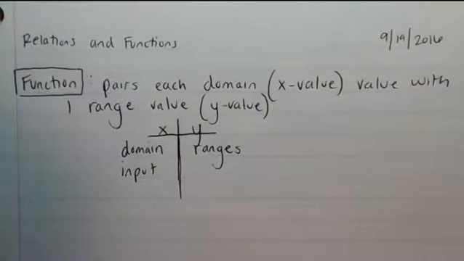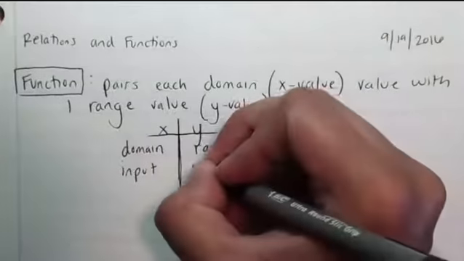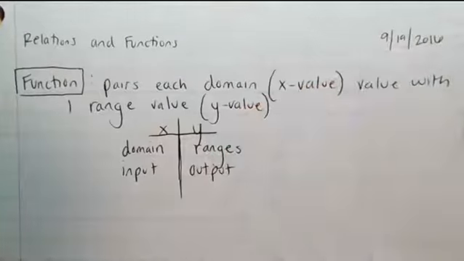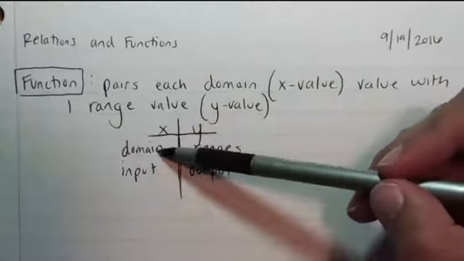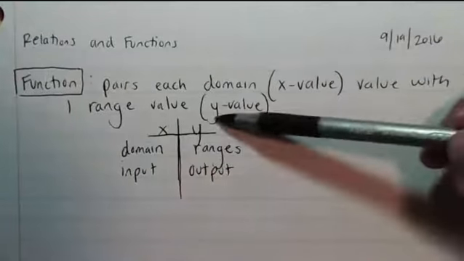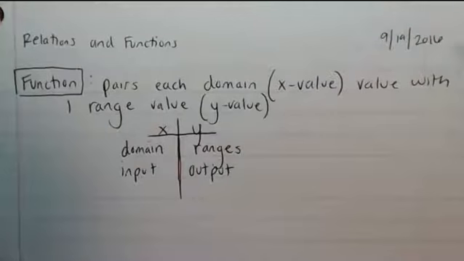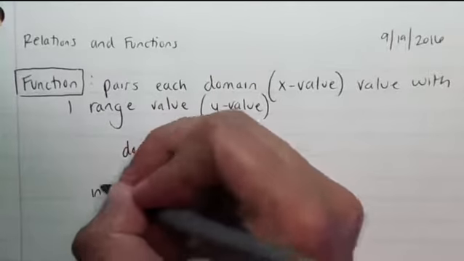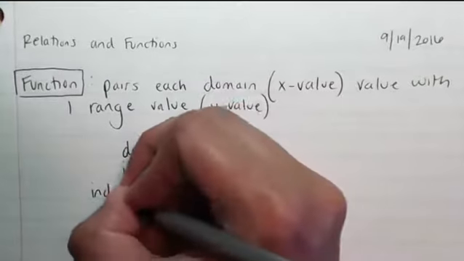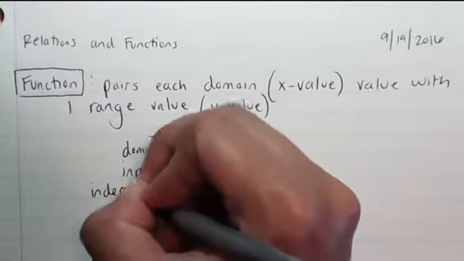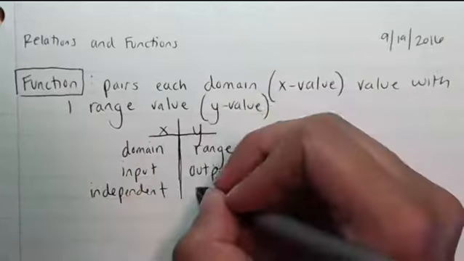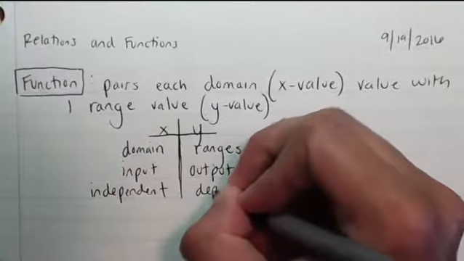And once you input the value of x, you're going to find the y value, which is the output. So again, domain, input, and x values are all the same. Outputs, ranges, and y values are the same. And then the last thing is the x values are independent variables, and our y values are our dependent variables.